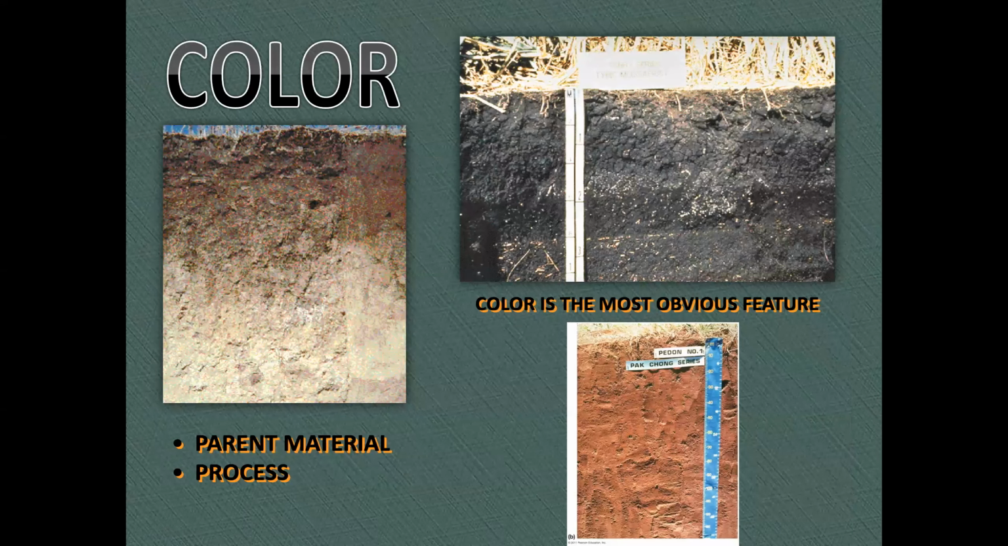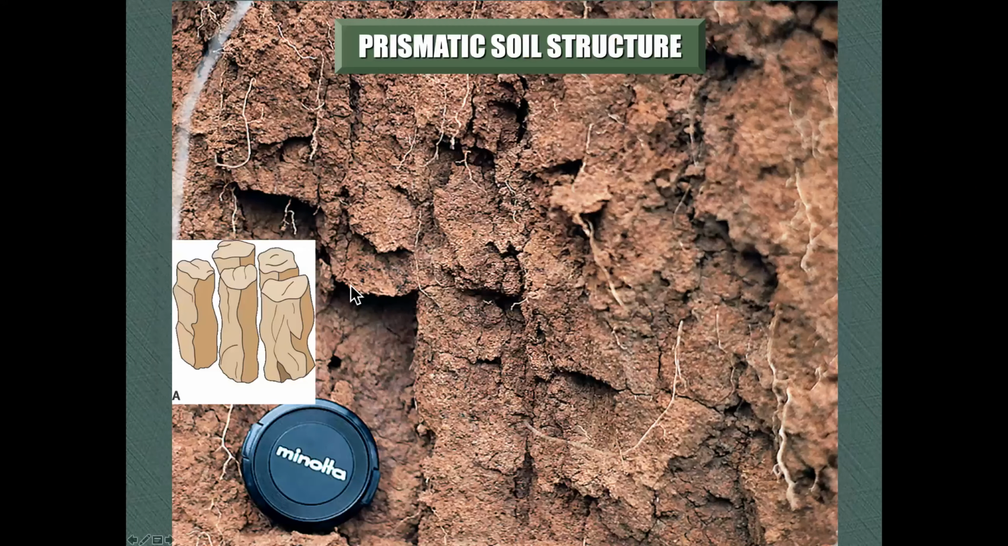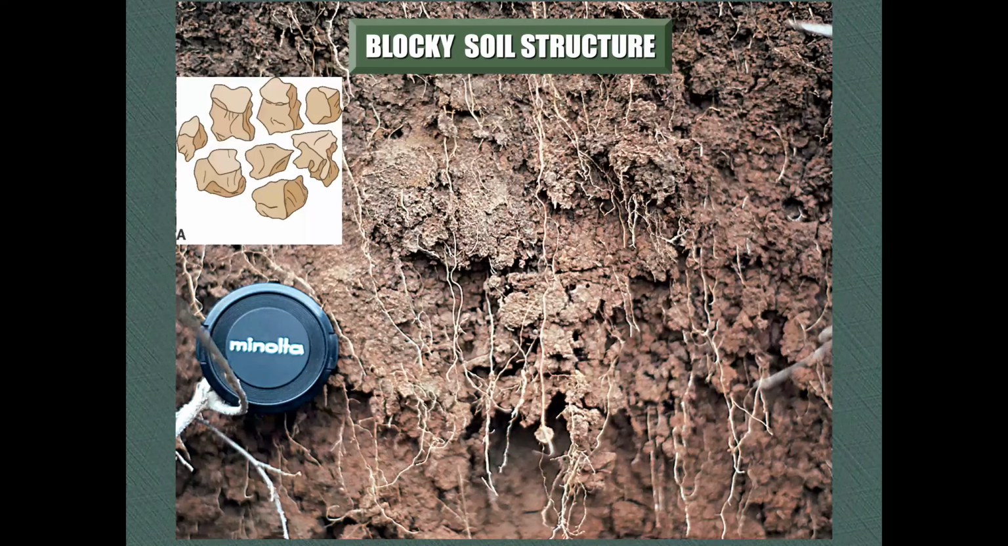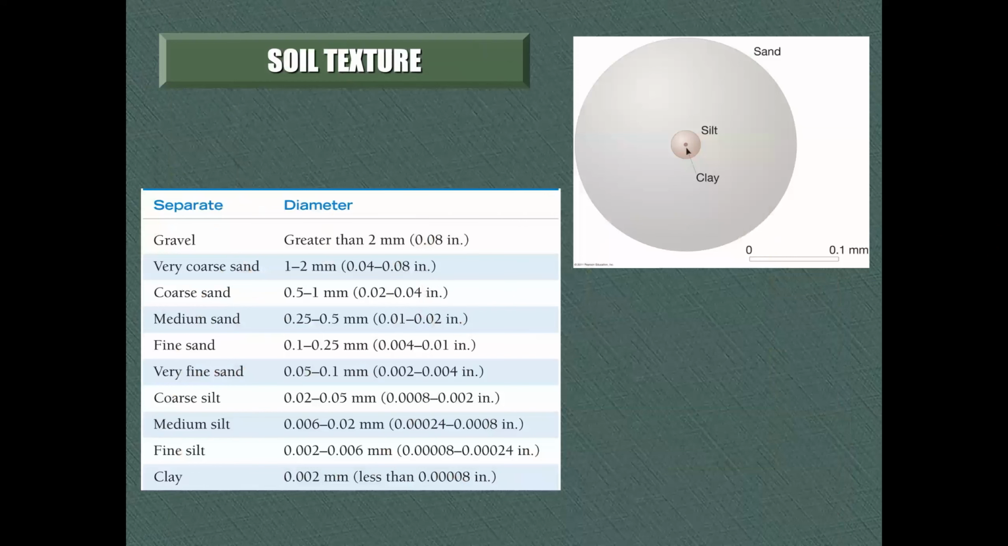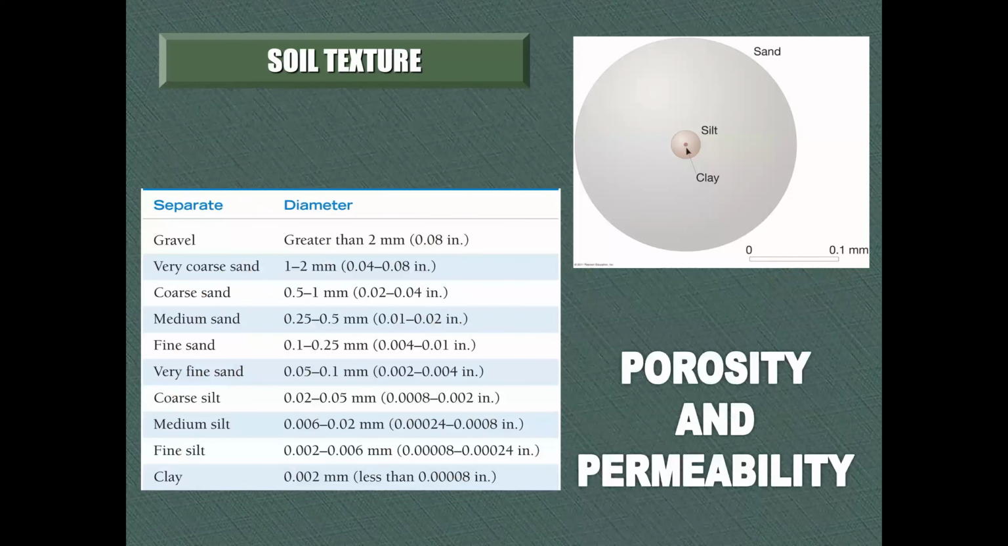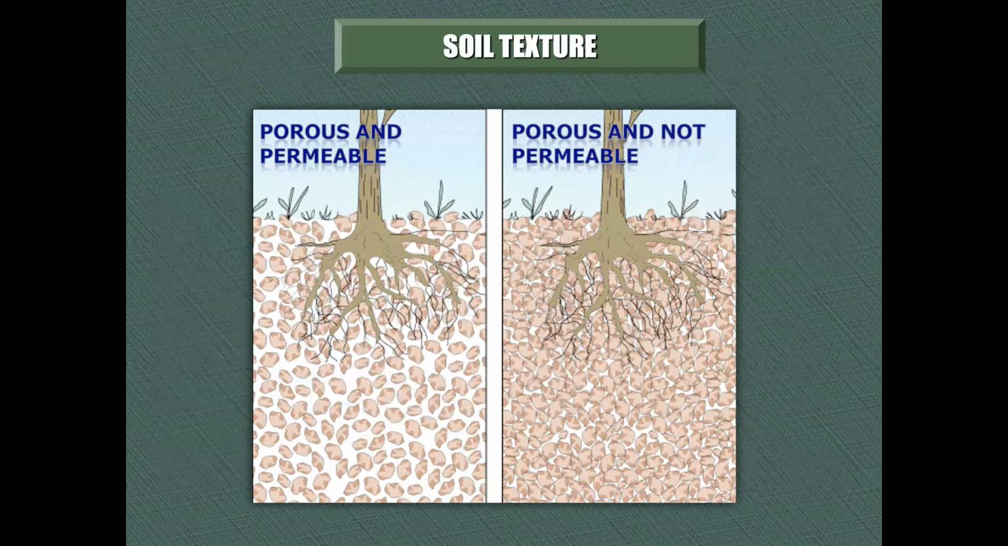Color, well, that's pretty obvious, right? Depending on, if it's a salty soil, it'll look lighter in color. Texture brings up the idea of porosity and permeability. A soil that is porous and permeable lets water through rather easily. A soil that is porous but not permeable means the water is going to get stuck and it's going to be like mucky and stagnant.